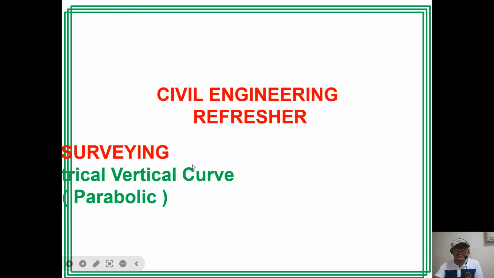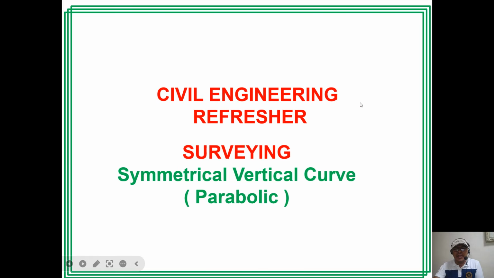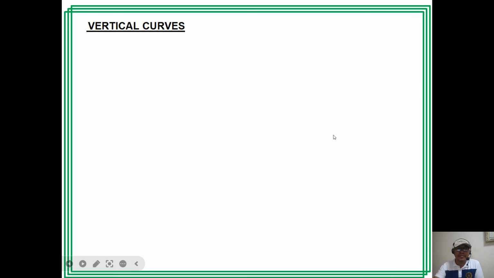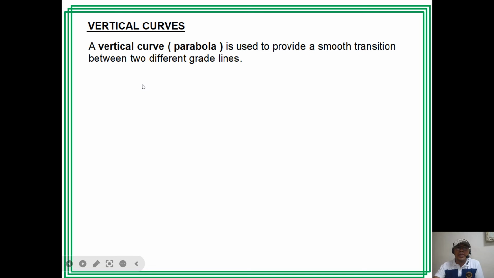So for this video, the featured topic is symmetrical vertical curve, the parabolic curve in surveying. So vertical curves, which is a parabola, is used to provide a smooth transition between two different grade lines.